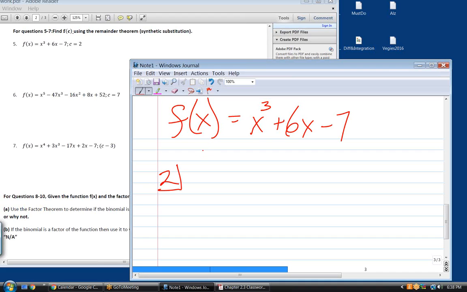What goes across the top? 1. Then it would be 6 and negative 7. 0. There's a 0. There's an x squared missing. Okay. That has to be accounted for. Okay, now I'll do it just because this is just arithmetic.